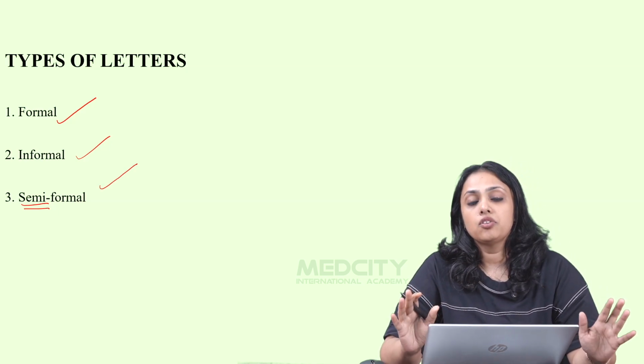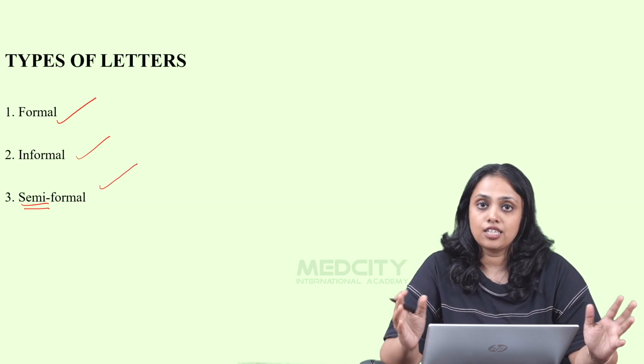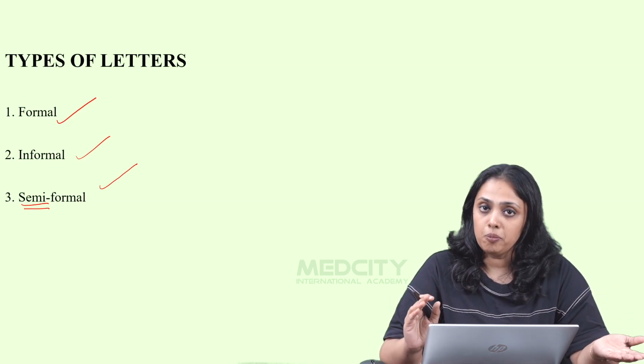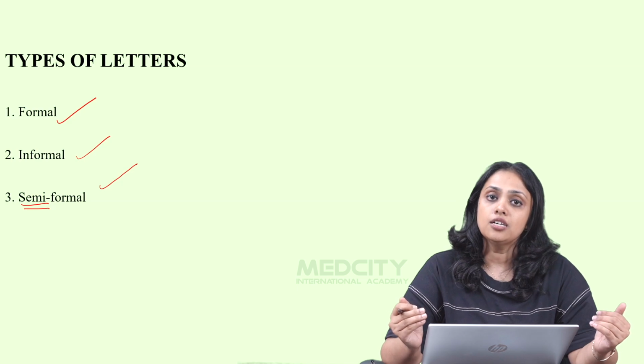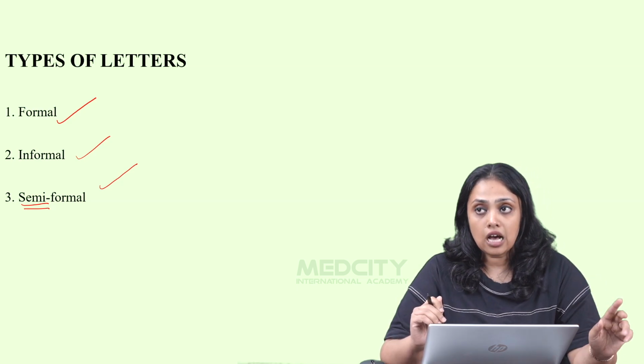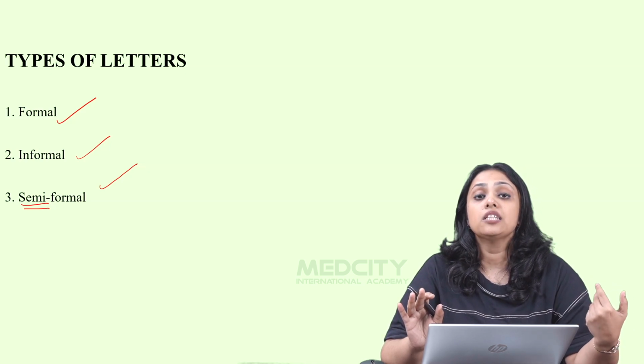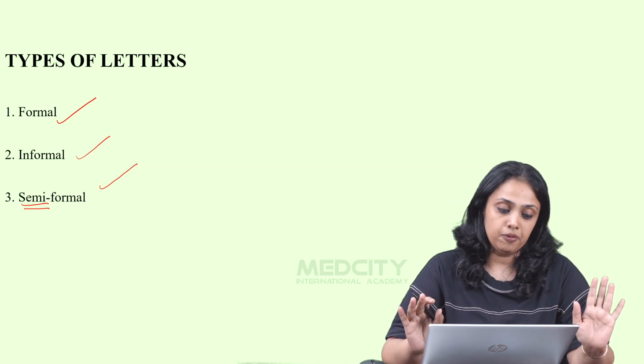So these are the three basic types of letters that you get. One of these you get in your letter writing. It can be a formal letter, an informal letter, or a semi-formal letter. So the first task that you have to do as part of letter writing is to identify the type of letter, what type of letter it is.